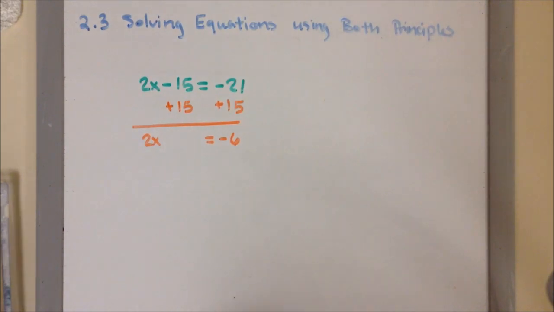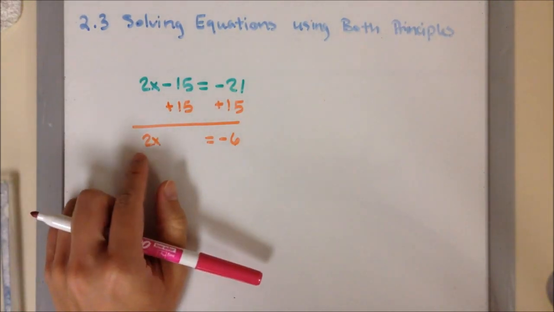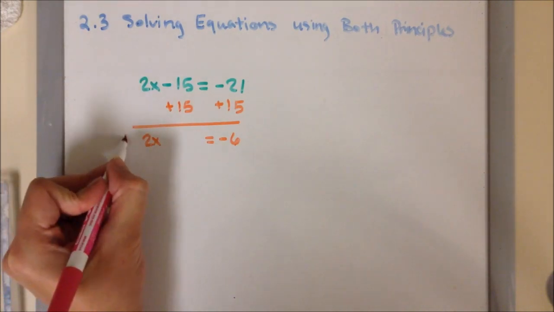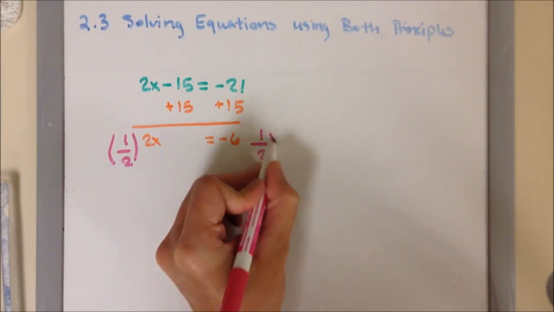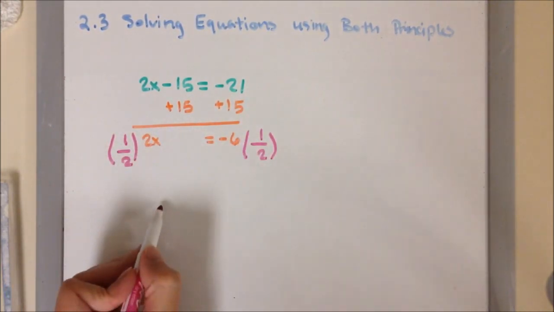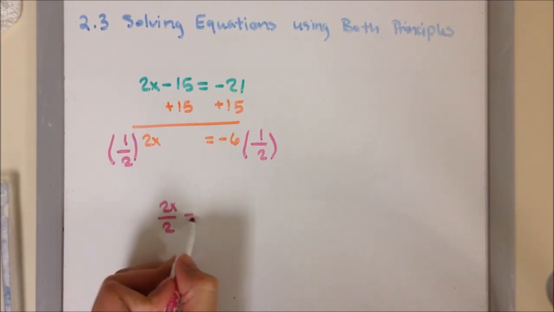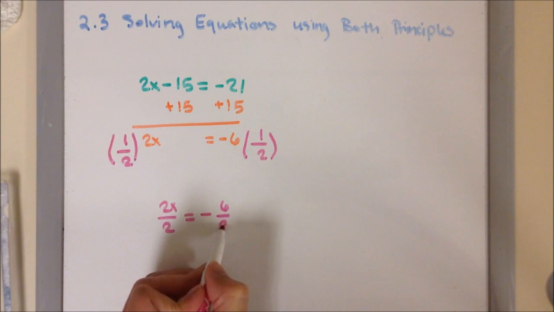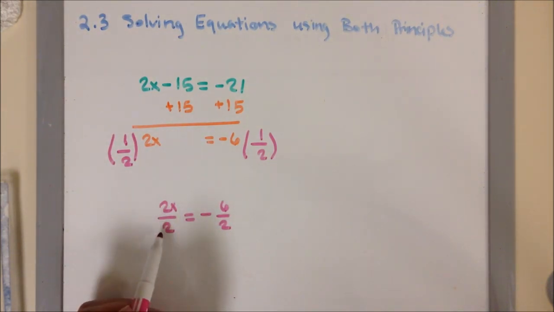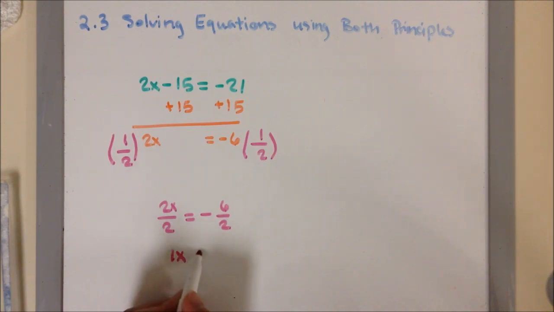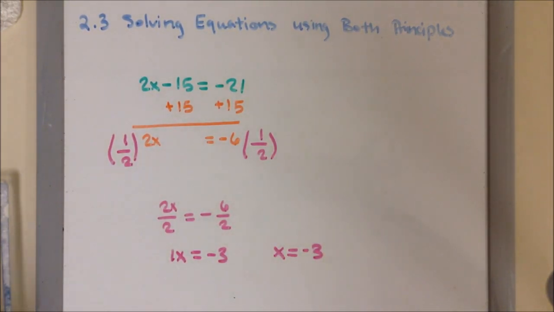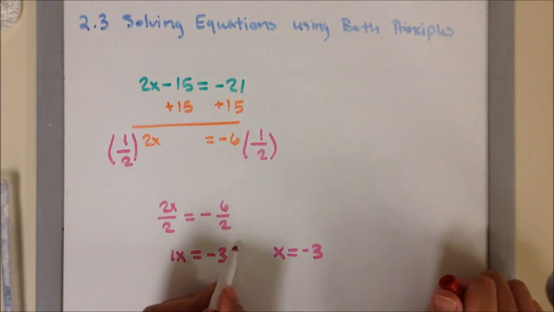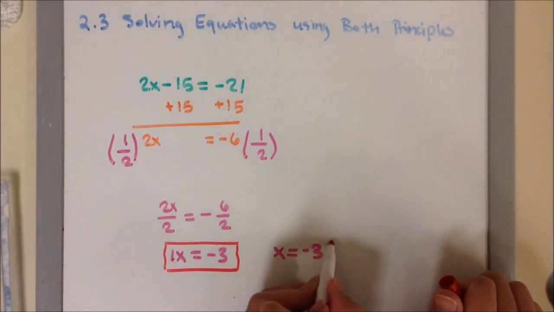From there, I'm going to apply the multiplication principle. So I'm going to multiply both sides by the reciprocal of 2, which is positive 1/2. So here it will be 2x over 2 equal negative 6 over 2. 2x divided by 2 will be 1x equal to negative 6 divided by 2, which will be negative 3, or x equals negative 3. So our final answer is 1x equals negative 3, or x equals negative 3.